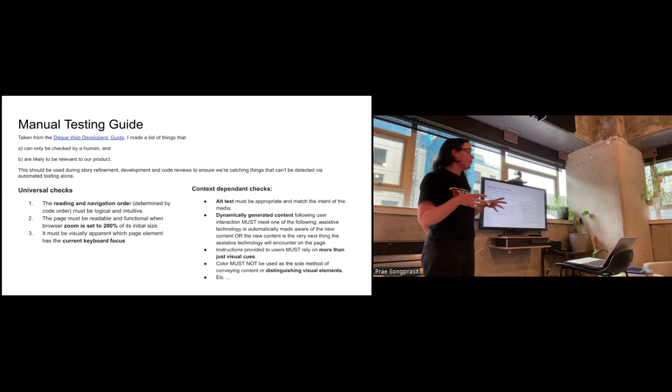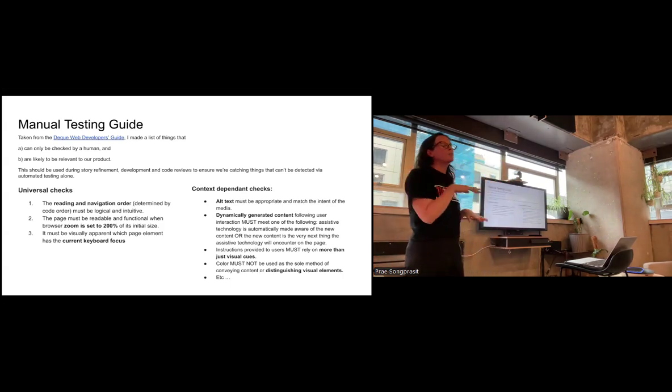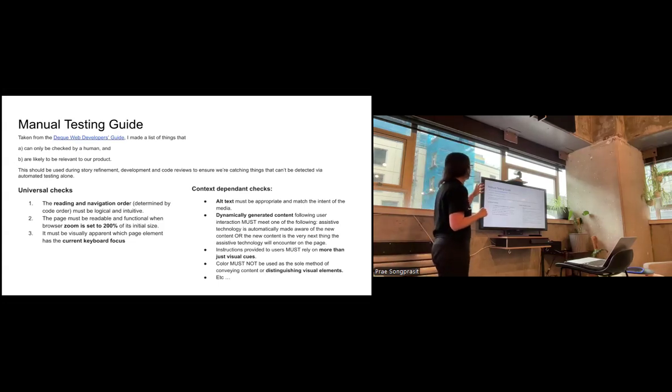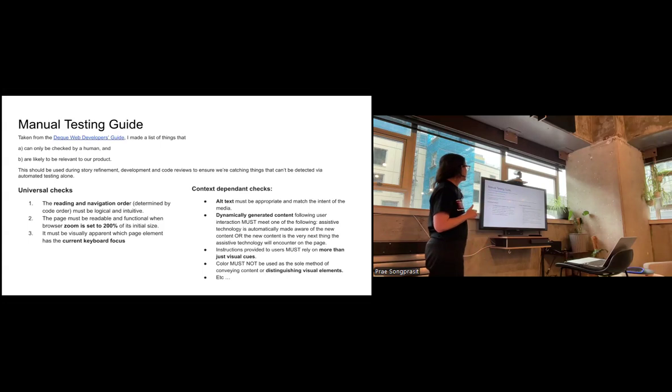So I put together this manual testing guide for us, and that was made up of things that can only be checked by a human and, maybe more importantly, are likely to be relevant to our particular product. Accessibility guidelines are broad, they're comprehensive, they cover everything, but not everything is relevant to our particular product. So the idea was pulling out those things that might be relevant and focusing on those. And then we'd use these during our story refinement, our development, our code reviews, to make sure we're catching those things that haven't been covered by that automated testing piece.